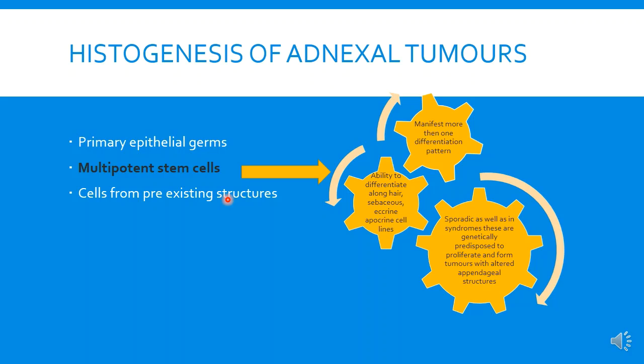They have the ability to differentiate into any type of cell. That is why these stem cells can differentiate along the lines of sebaceous or eccrine or apocrine glands or hair follicle. So these multipotent stem cells manifest more than one differentiation pattern. Even in certain tumors, we see all three types of differentiation in the same tumor itself. That is because of the plasticity of these multipotent stem cells. Sporadic as well as in syndromes, these are genetically predisposed to proliferate and form tumors with altered appendageal structure.